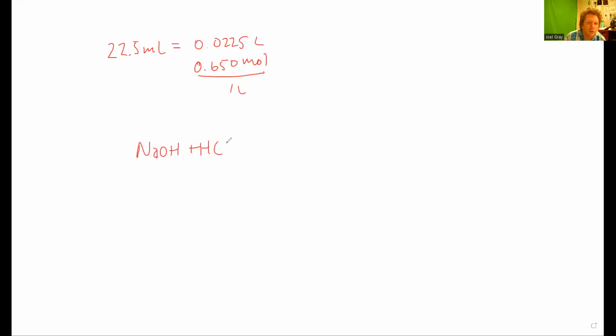I've got a volume, 22.5 milliliters, which is the same as 0.0225 liters. And I've got a concentration of the sodium hydroxide solution of 0.650 moles in 1 liter, or molar. My reaction is NaOH plus HCl yields NaCl plus H2O. So 1 mole of this reacts with 1 mole of this to produce 1 mole of this and 1 mole of this.